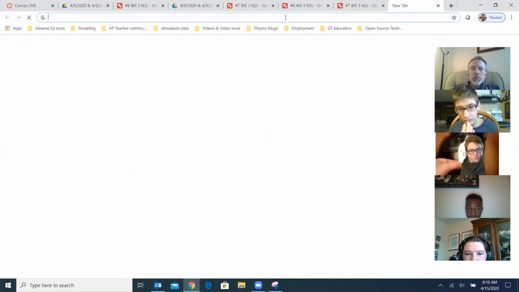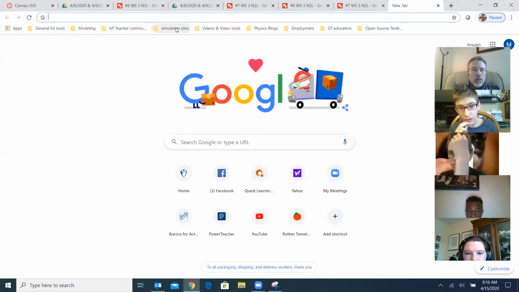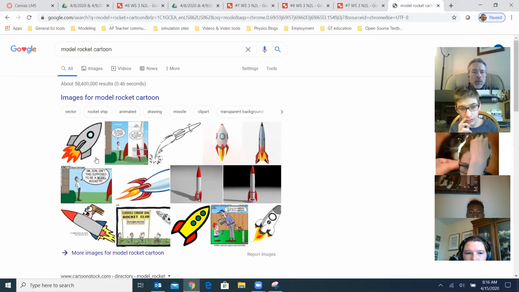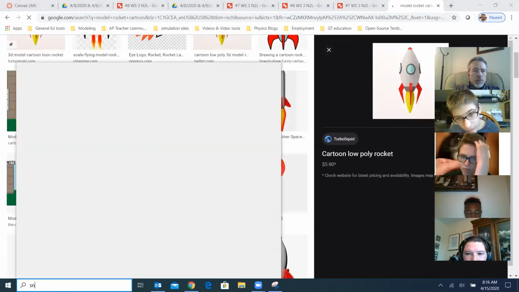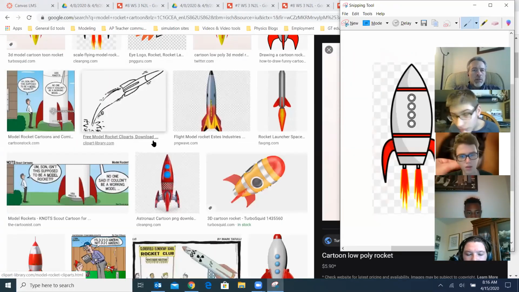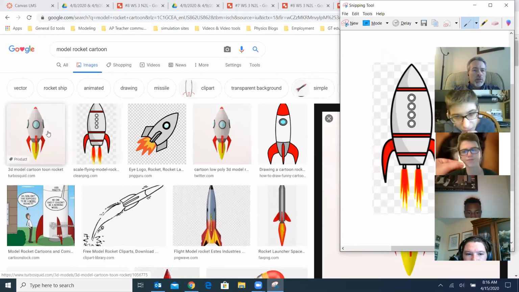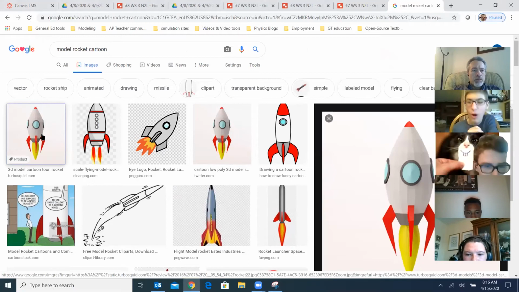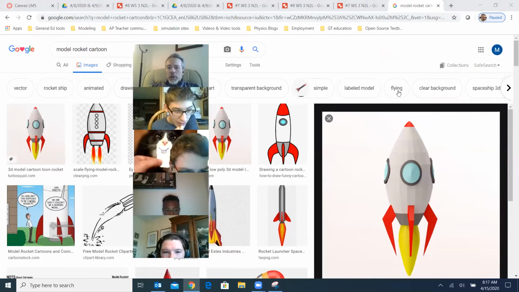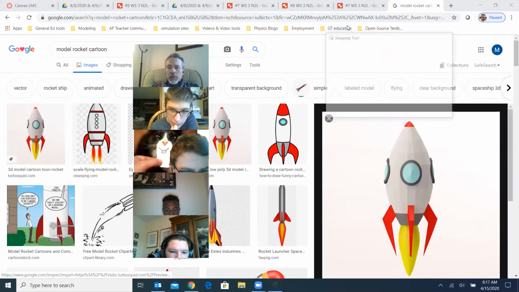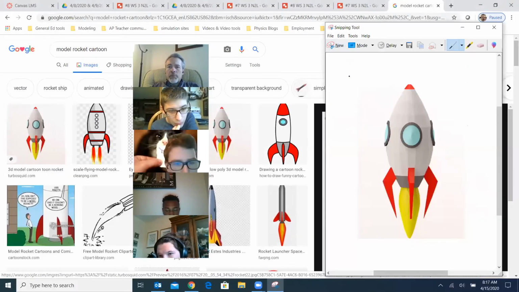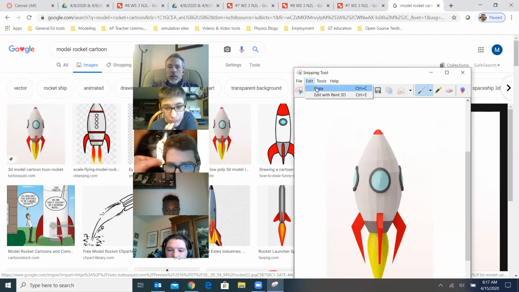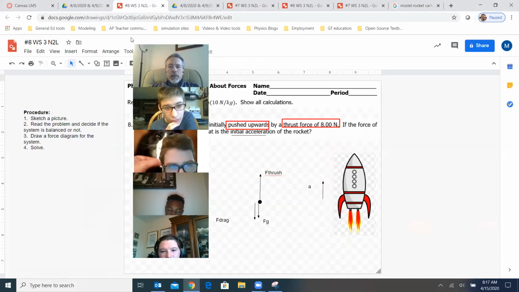I simply started a new search here, and I typed in model rocket cartoon. That one's kind of cool. So I click on that, and then I click on snip down here. Then I take a snipping of it, so New, and I get it in there like that. Then I come to Edit, do Edit, Copy, and then I go to my whiteboard. Let's say I want to put it in here.